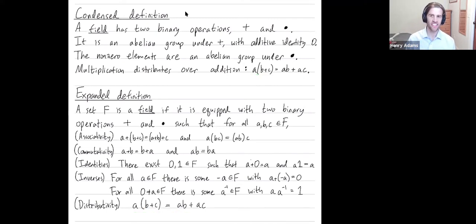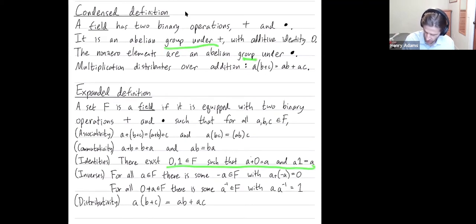So hopefully you can see how these definitions line up. They're really just two ways of phrasing the same exact thing. So associativity is part of addition being a group, and multiplicative associativity is part of the non-zero elements being a multiplicative group. Commutativity of addition and multiplication comes in here. We have an abelian group under addition and an abelian group under multiplication. Identities just come into having a group under addition and a group under multiplication.